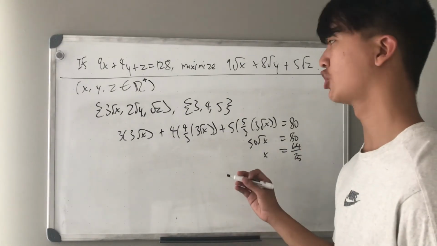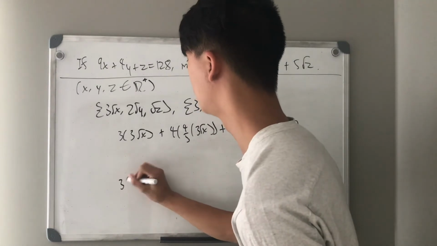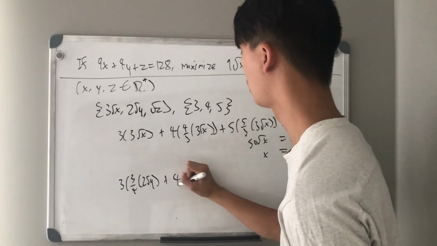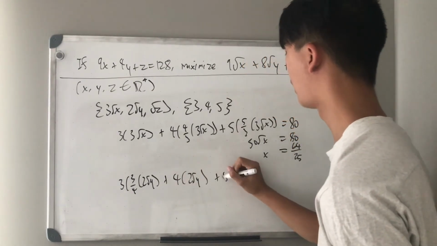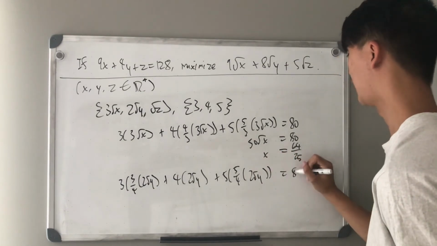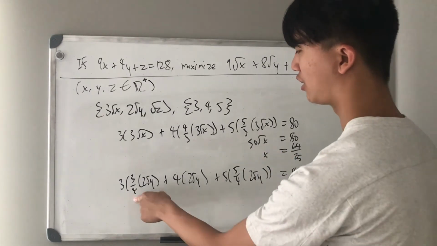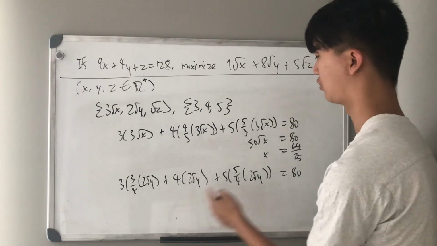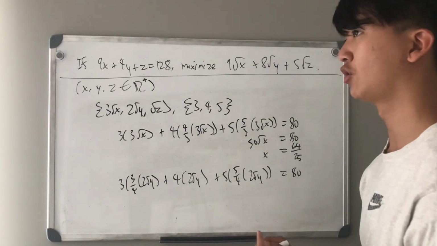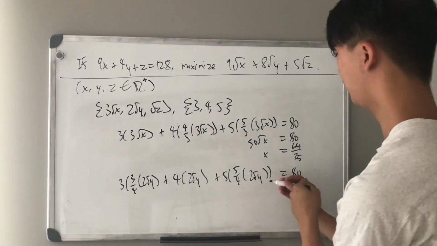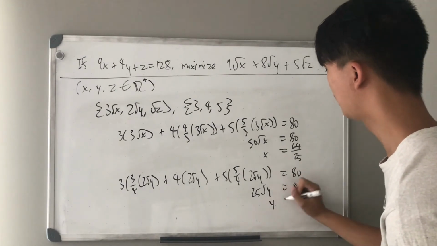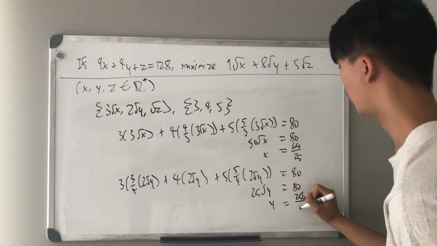Now, applying the same logic to y, we have that 3 times 3 over 4 times 2 root y plus 4 times 2 root y plus 5 times 5 over 4 times 2 root y is equal to 80. Now, this is equal to 9 over 2, this is equal to 8, and this is equal to 25 over 2. So we have that 17 plus 8, or 25 root y, is equal to 80. So 25 root y is equal to 80, and y is equal to 256 over 25.